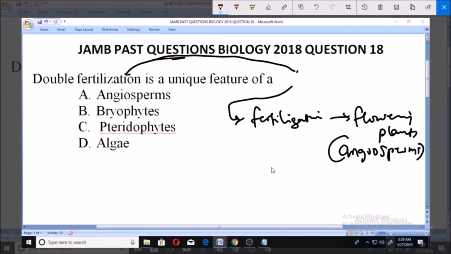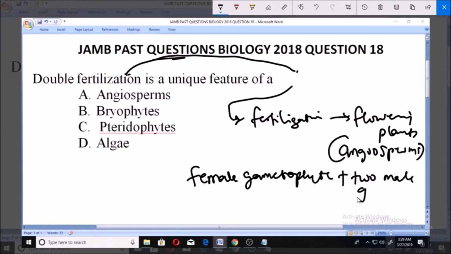So how does it happen? The process involves the joining of a female gametophyte with two male gametes. That is when we have double fertilization. So we have one female gametophyte joining together with two male gametes. We have double fertilization. Male gametes can also be called sperm.